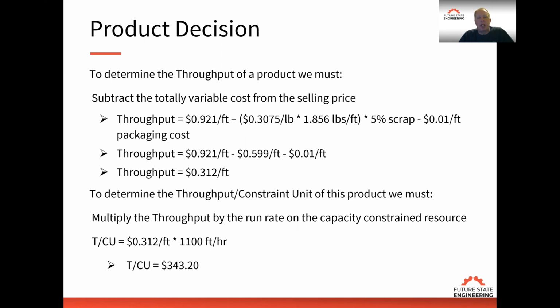To maximize our profitability and to satisfy the market, we want to pick the products that have the highest throughput value per constraint unit for our organization. This will help us identify in the future what products are good for the company and which ones aren't so good for the company, and what actions need to be taken to increase the overall performance of the company.